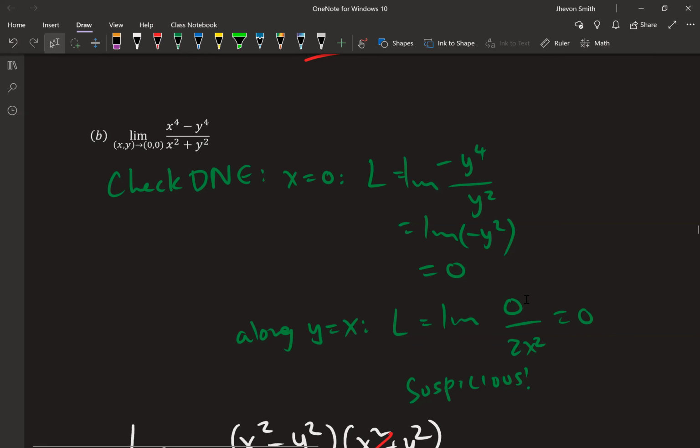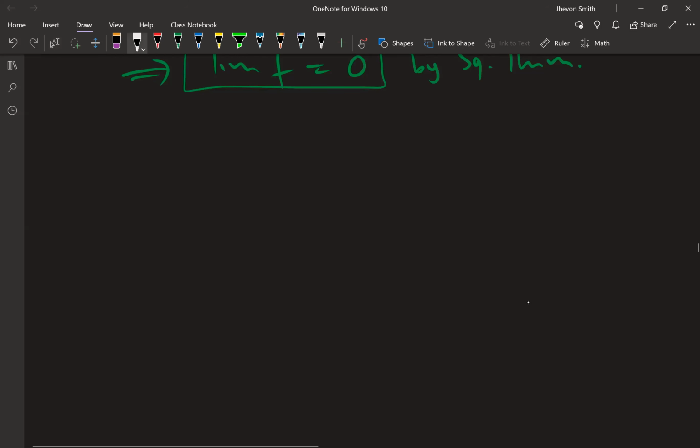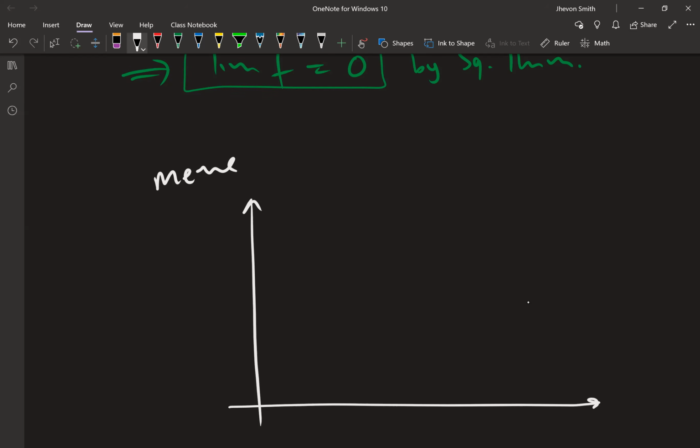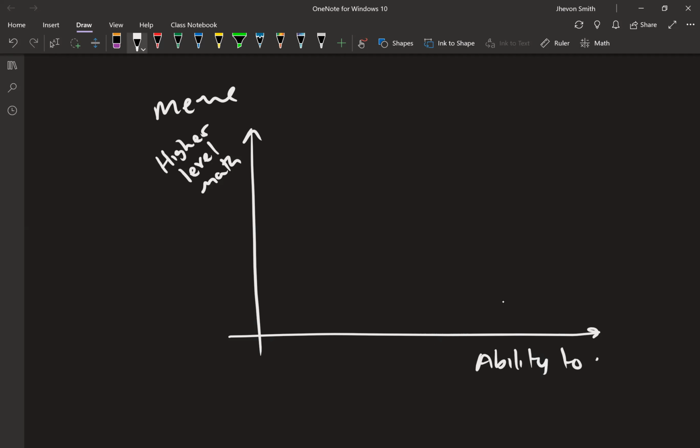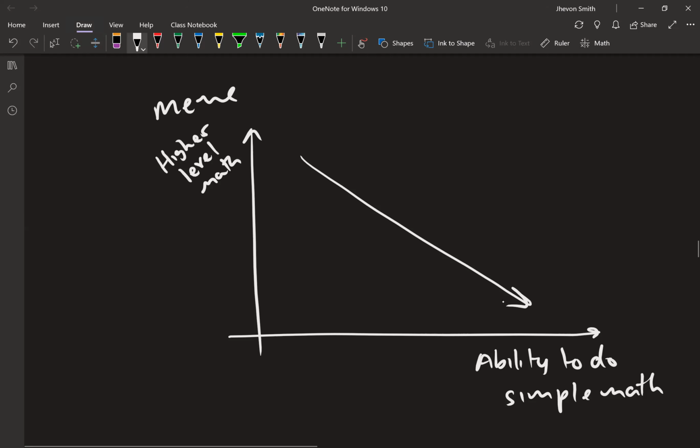Even this reminds me of a meme. So this meme, I think goes like, how does it go? Let me see. Higher level math with the ability to do simple math. And it's a decreasing graph. Or was it the other way? I think it's the other way. This guy goes down here.